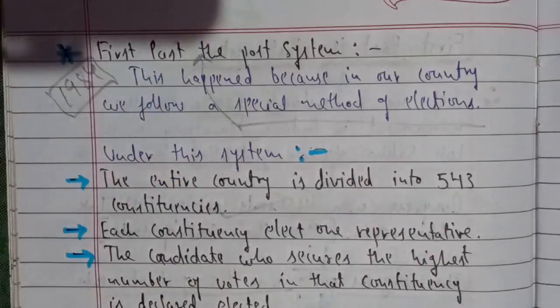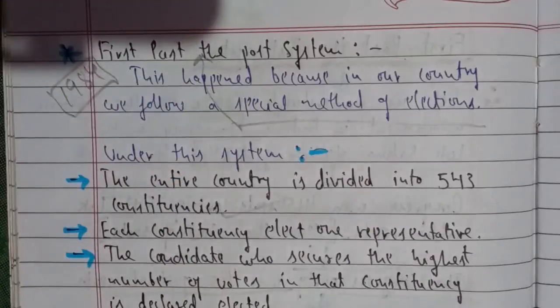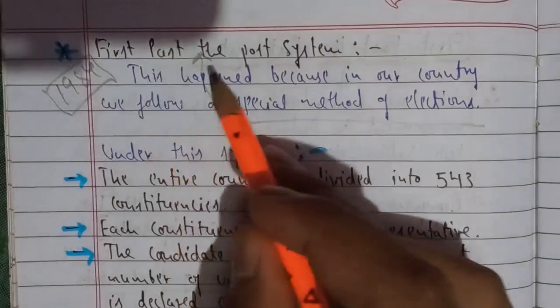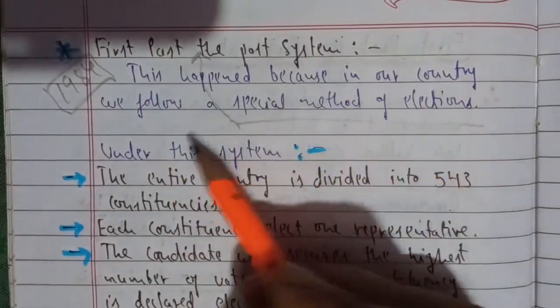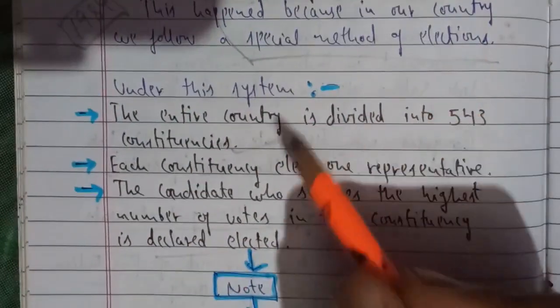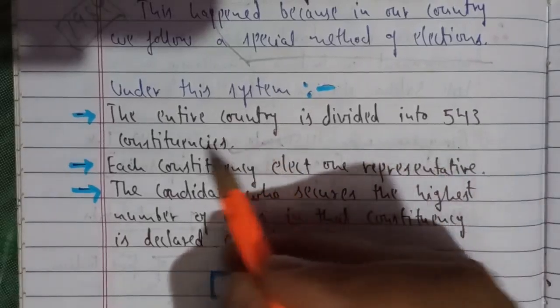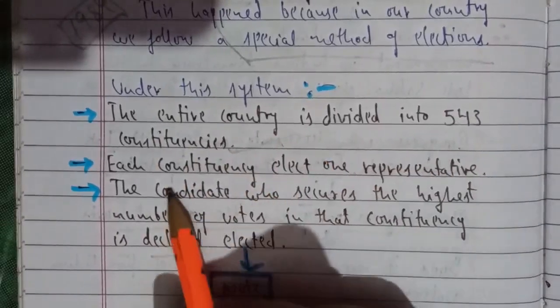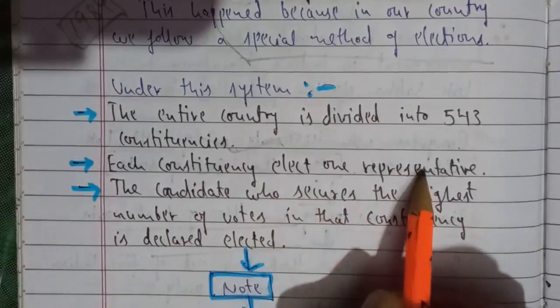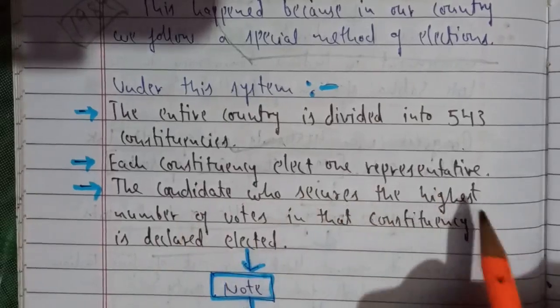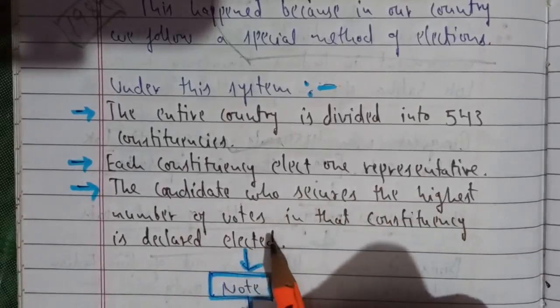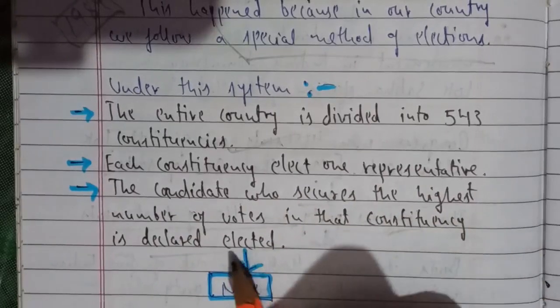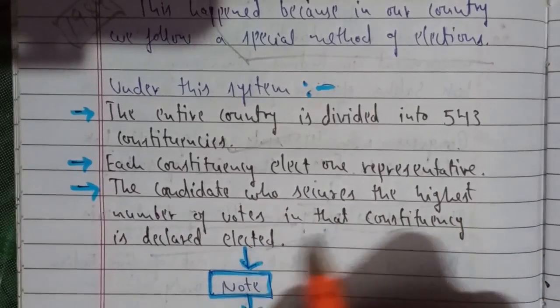We have had a long discussion regarding this system, but when it comes to writing the answers in the exam, you will have to write a subject-based answer. This happened because in our country we follow a special method of election. Under the first past the post system, you will write that the entire country is divided into 543 constituencies, as I have told you. Each constituency elects one representative. Whichever candidate secures the highest number of votes in that particular constituency will be declared elected.